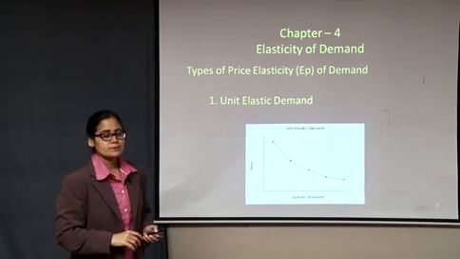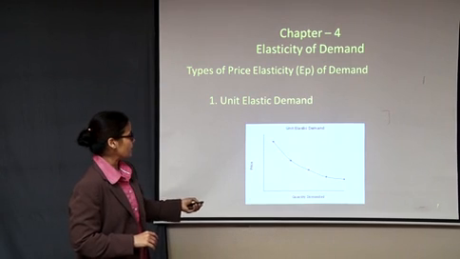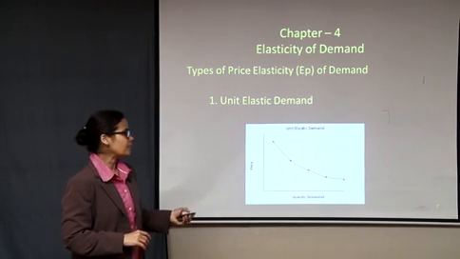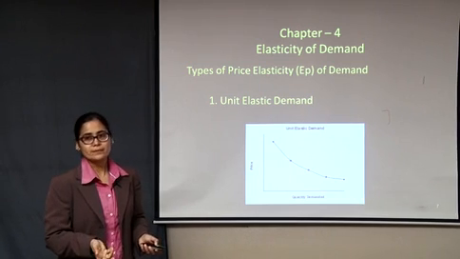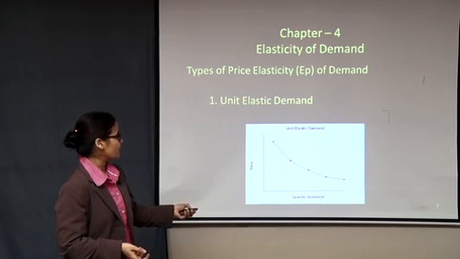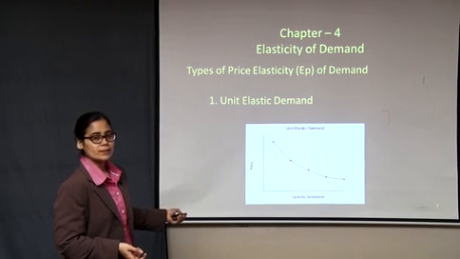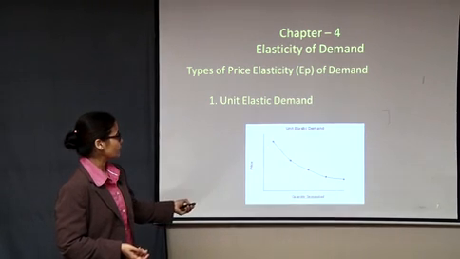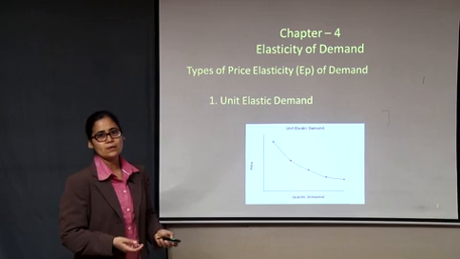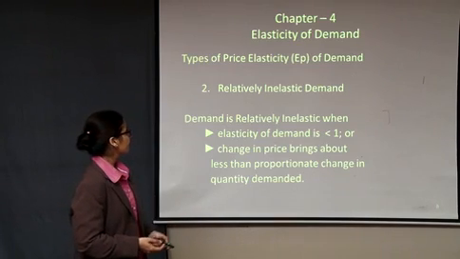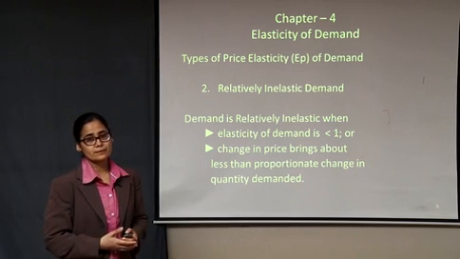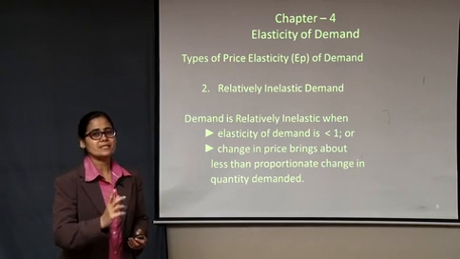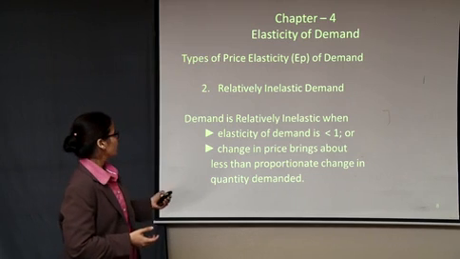The diagram for unitary elastic will be downward sloping, like what you have studied in your chapter 3, law of demand. So it is downward sloping, convex to the origin. This is how the diagram for unitary elastic demand would look like. The second is relatively inelastic demand.